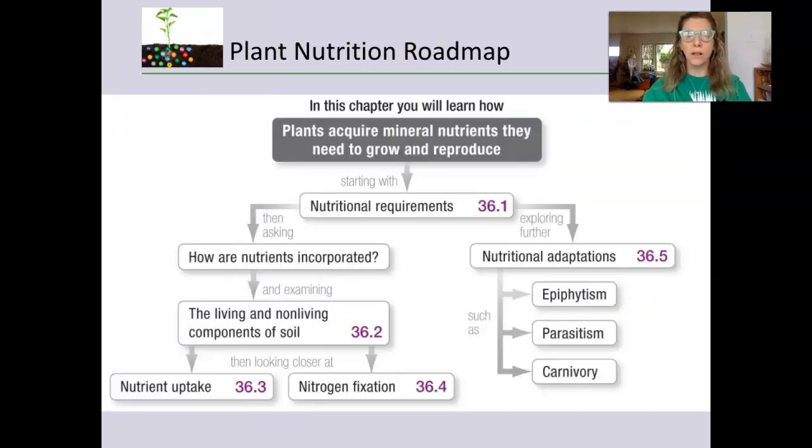This chapter is really all about how plants acquire mineral nutrients that they need to grow and to reproduce. We're going to talk about nutritional requirements from macro to micronutrients and how those nutrients are incorporated into the plant. We're also going to talk about nutrient uptake and nitrogen fixation in plants. And last but not least, nutritional adaptations.